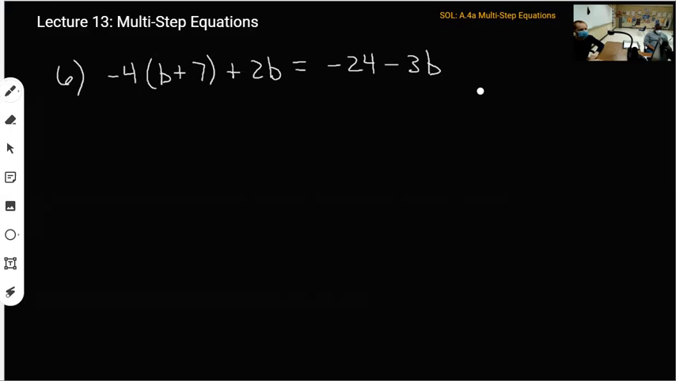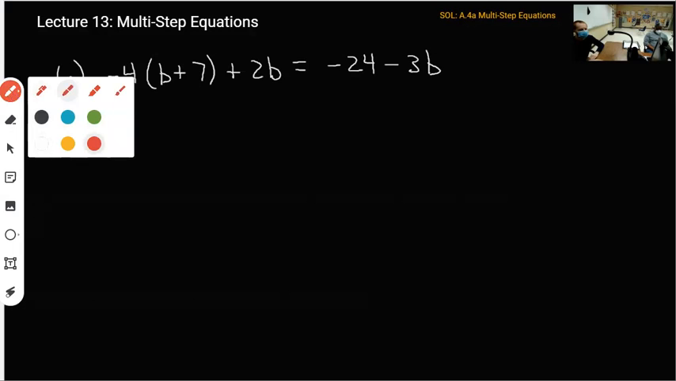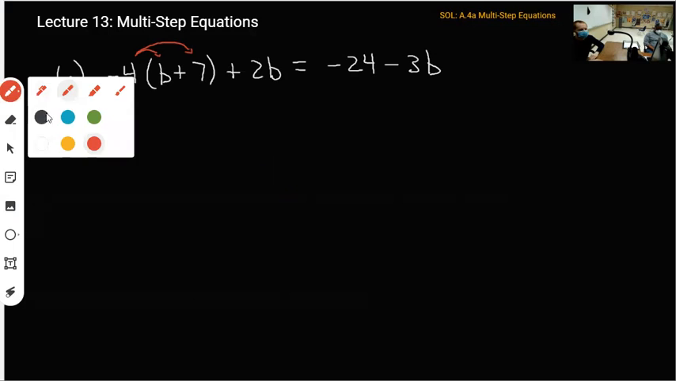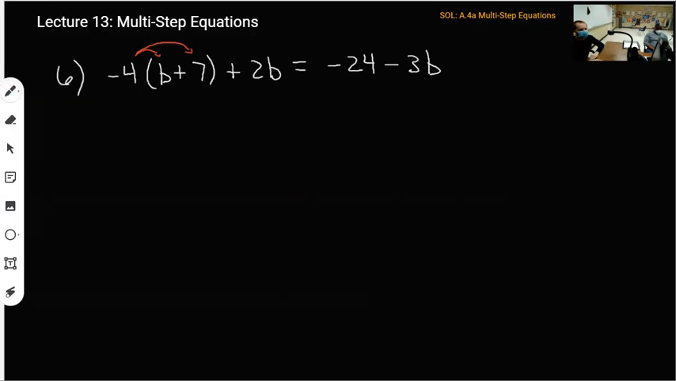Okay, so I have variables on both sides. I have distributive property going on, so I'm going to concentrate on that first. I'm going to multiply negative 4 by everything that's on the inside of the parentheses, so that when I do that, I get negative 4b minus 28. So I do negative 4 times b and negative 4 times positive 7. That's what's going to give me that negative 28. And then I bring down the plus 2b and the other stuff, the negative 24 and the minus 3b.